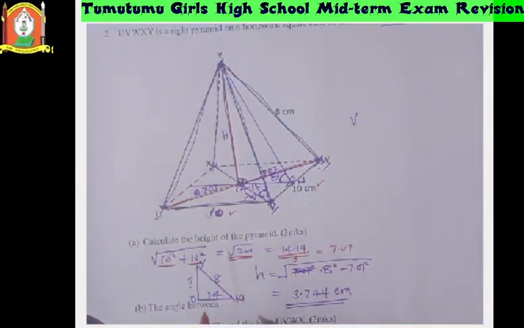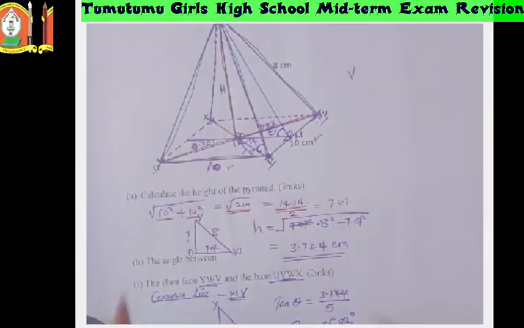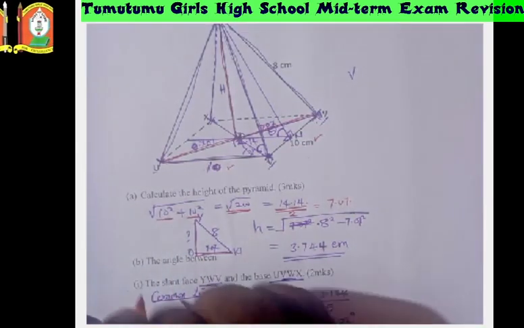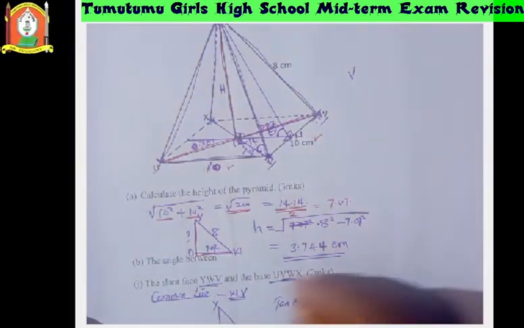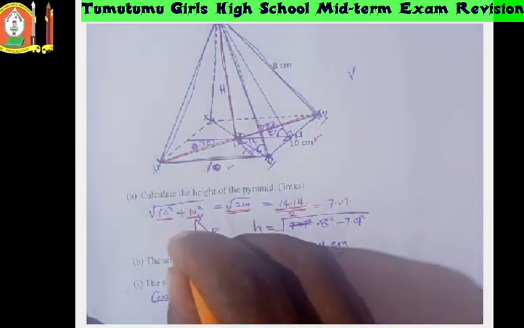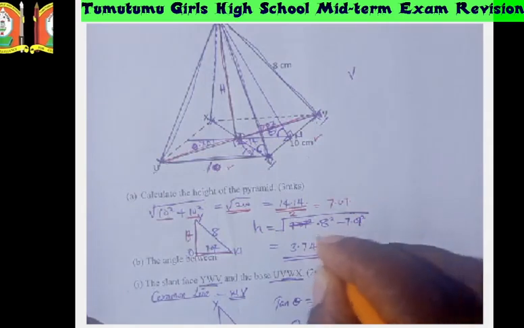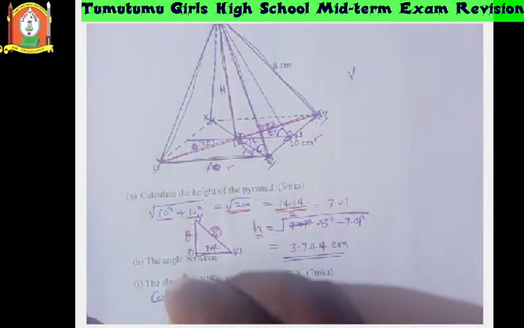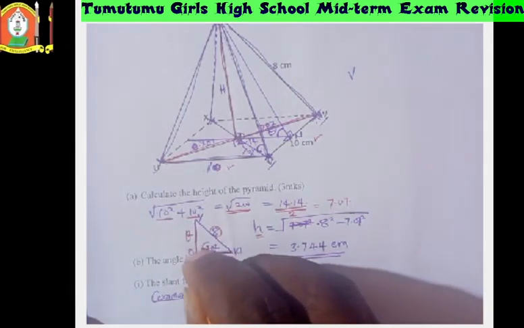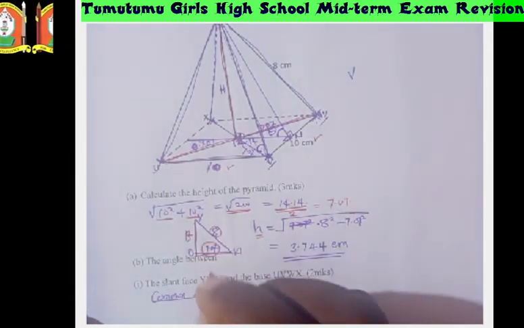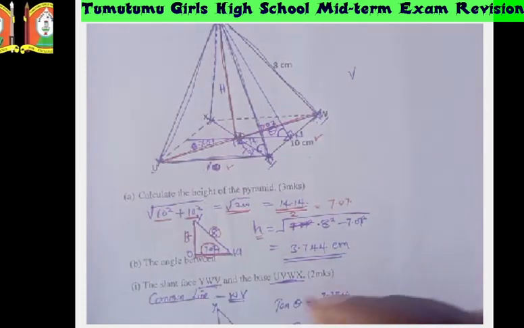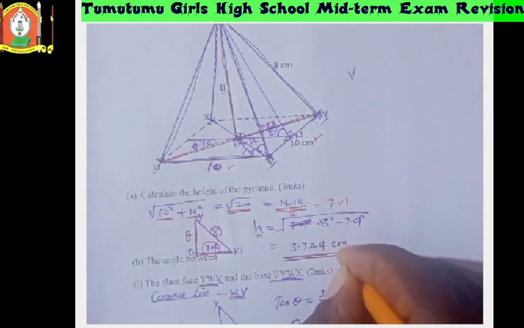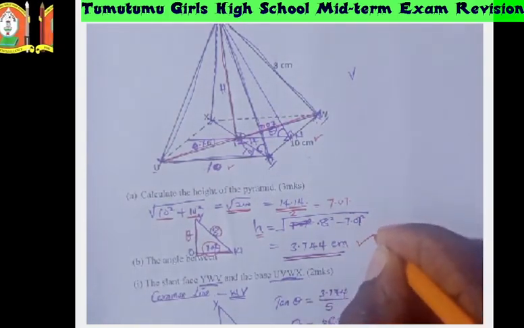So with 7.07, we extract a right angled triangle. With this right angled triangle, using Pythagoras theorem, the height will be equal to 8 squared, the longest side, minus the shorter side, 7.07 squared, and this one gives us 3.744 centimeters as the height.